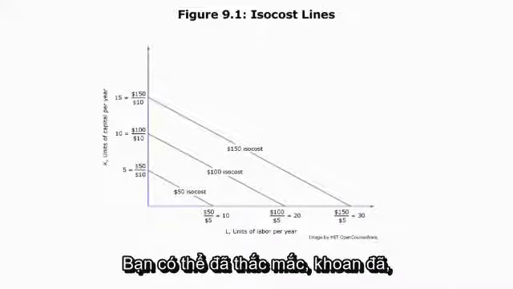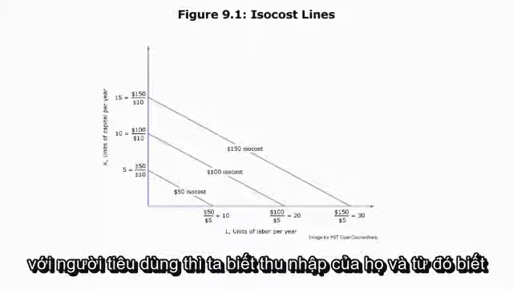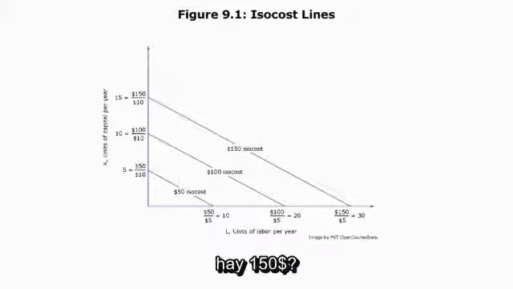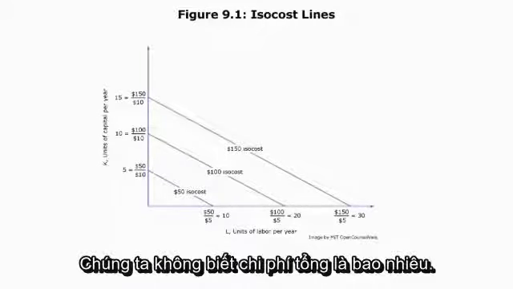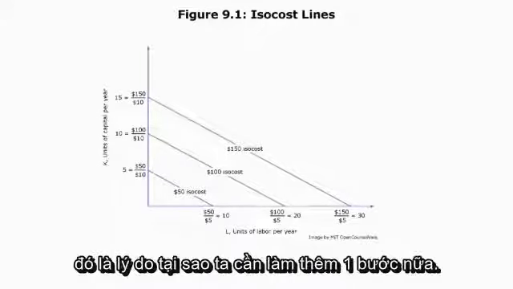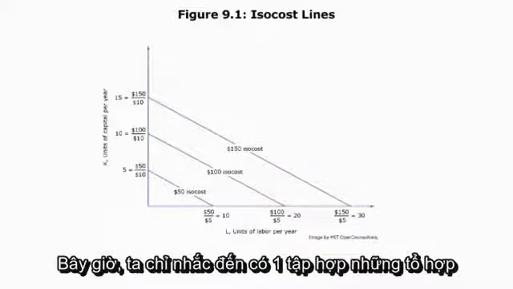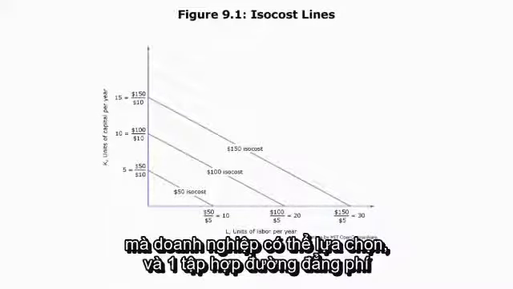Now, you may have said, wait a second, with consumers, we knew their income, so we knew what their budget constraint is. Here we don't know whether to choose the $50 cost, the $100 cost, or $150. We don't know what the total amount is. That's what makes firms harder, and that's why we have an extra step. So hold that thought. We'll come back to that next lecture. For now, let's just say there's a set of trade-offs that the firm can choose from, and a set of isoquants that they have.